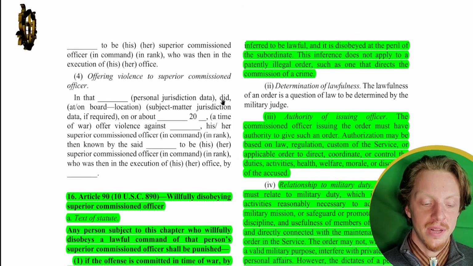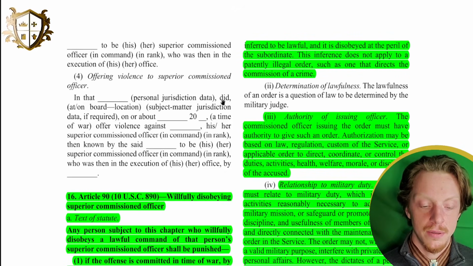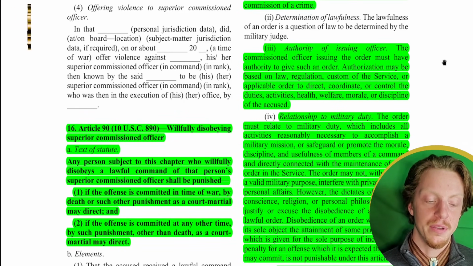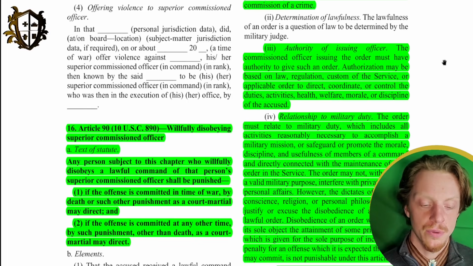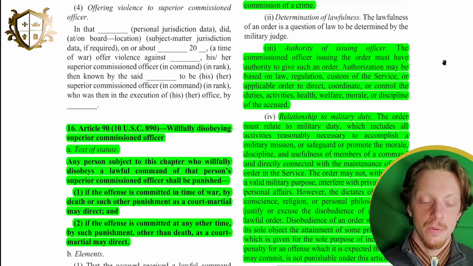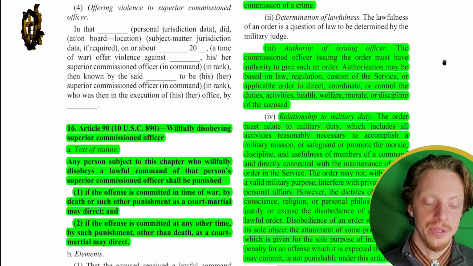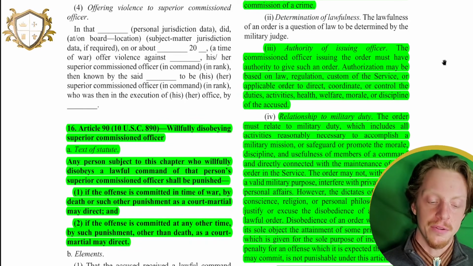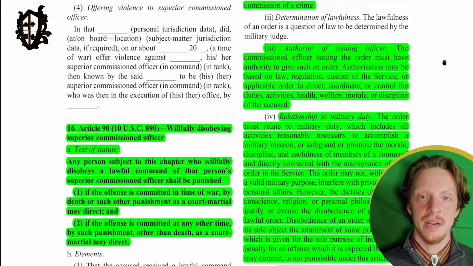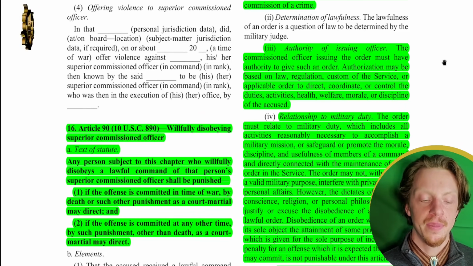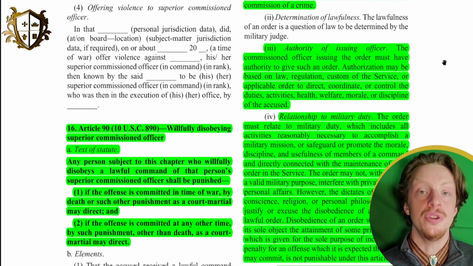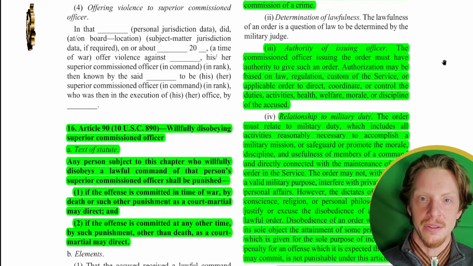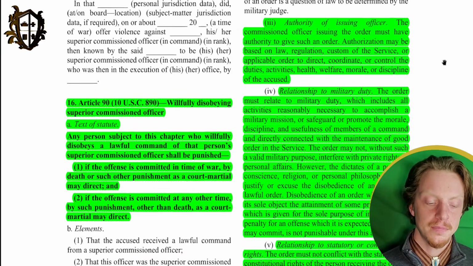This inference does not apply to a patently illegal order, such as one that directs the commission of a crime. Authority of issuing officer: the commissioned officer issuing the order must have authority to give such an order. Authorization may be based on law, regulation, custom of the service, or applicable order to direct, coordinate, or control the duties, activities, health, welfare, morale, or discipline of the accused. There's another standard required of a lawful order that they didn't list there, but I'm going to show you where in the UCMJ that standard is, which you can use in upholding your oath, rather than disobedience or defiance, in your defense.